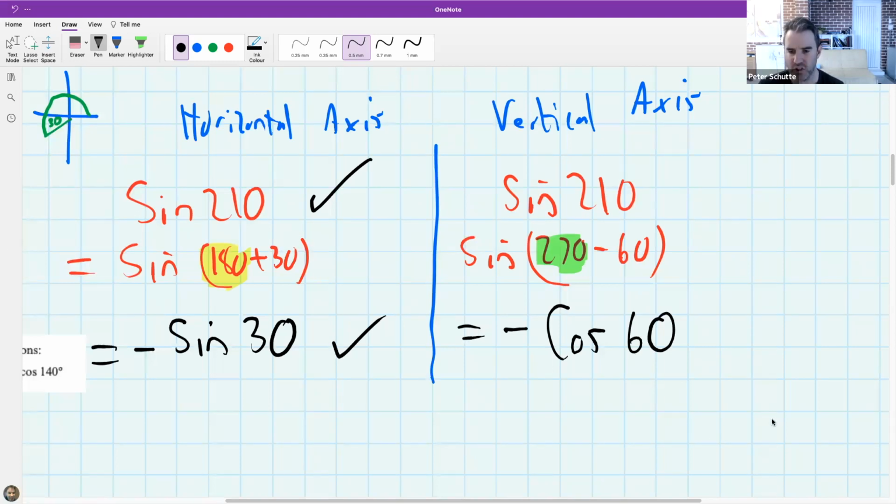And again, I want you to check, if you type minus cos 60 in your calculator, do you get the same value that you got for minus sine 30? If you did, give me a yes. If not, give me a no. Okay. So, let's go to Leolo, your question.